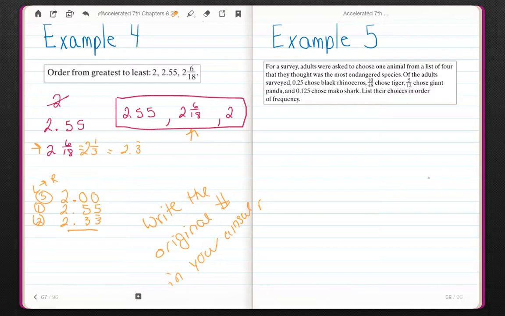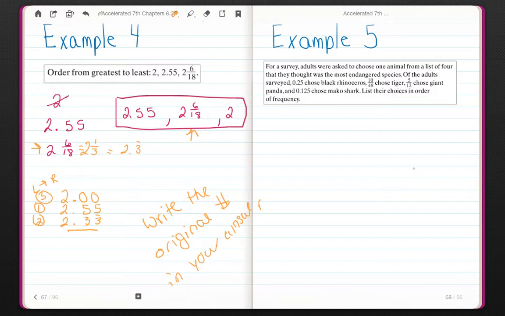For a survey, adults were asked to choose one animal from a list of 4 that they thought was the most endangered species. Of the adults surveyed, 0.25 chose black rhinos, 10/48 chose a tiger, 5/12 chose giant panda, and 0.125 chose a mako shark. List their choices in order of frequency.